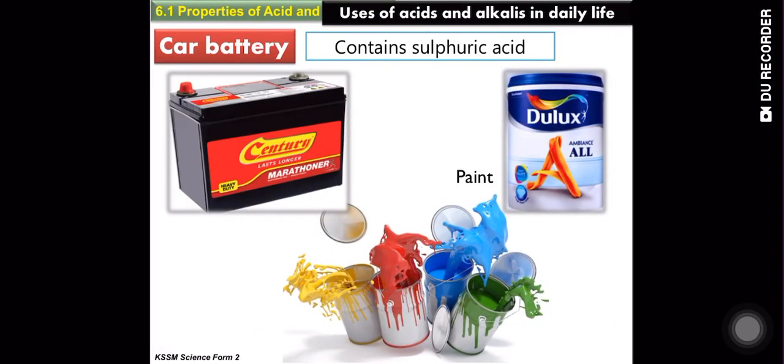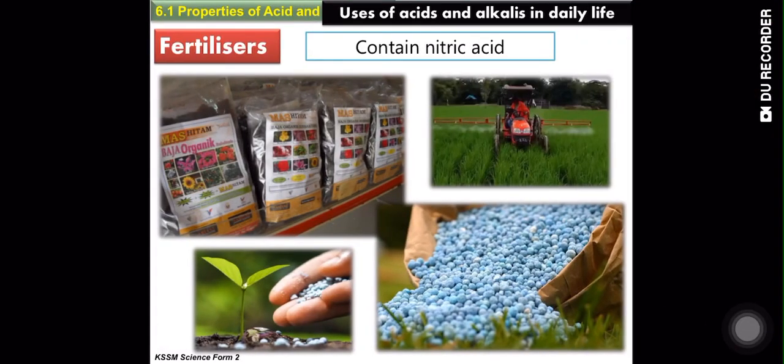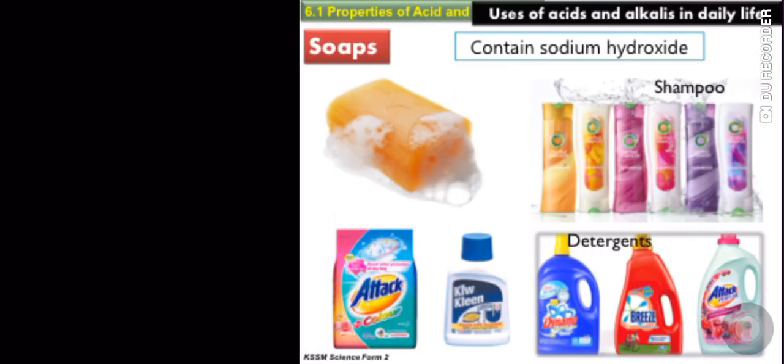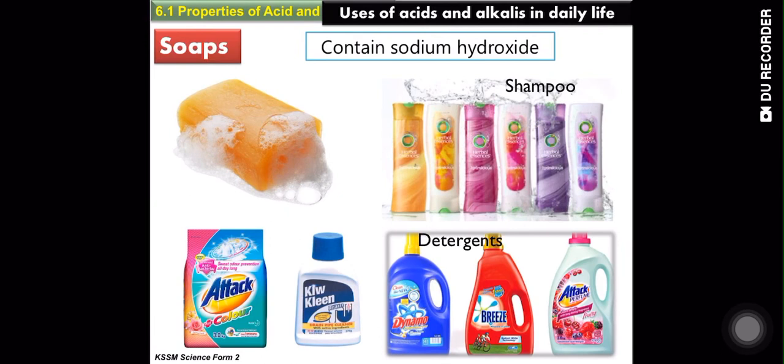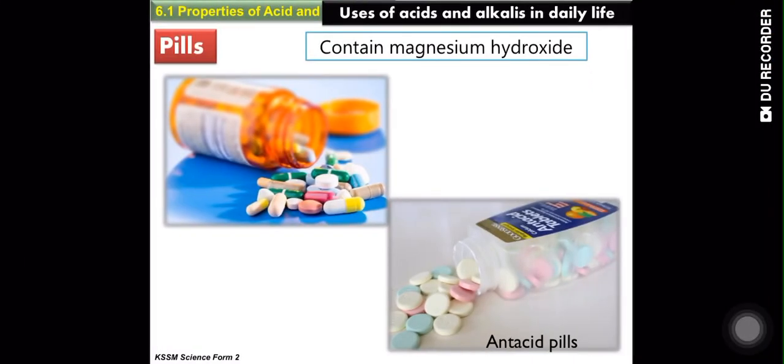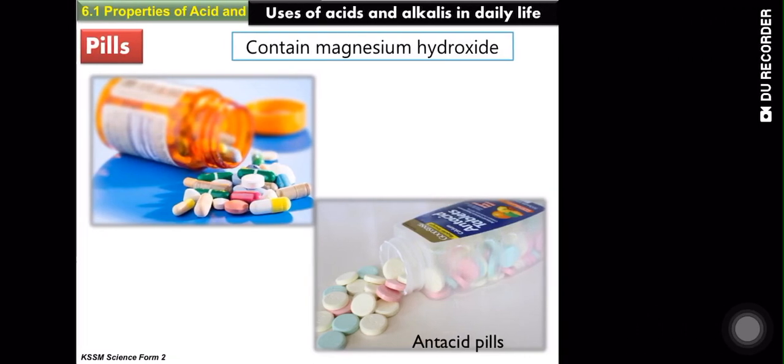Car batteries, actually the car accumulator battery will have sulfuric acid. It's a very strong acid. Even paint will have these, actually examples of strong acids. And fertilizers will have nitric acid, commonly used in fertilizers to produce ammonia. And the alkali examples are the shampoo, the soap, the detergents. All these are alkaline, alkalis. And the magnesium hydroxide, the gastric pill, and the antacid pill, also the gastric pill. These are the examples of alkalis.